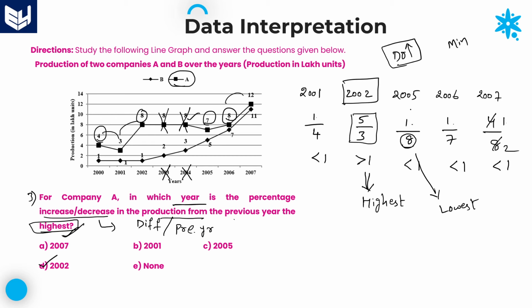But he is not asking about the lowest value, he is asking us to calculate the highest value. Therefore our required answer is 2002, which is option D. Option D is the right answer for this question.